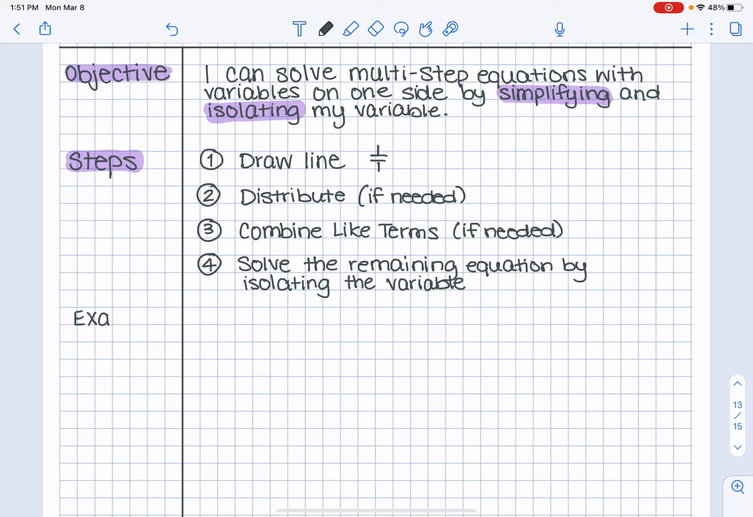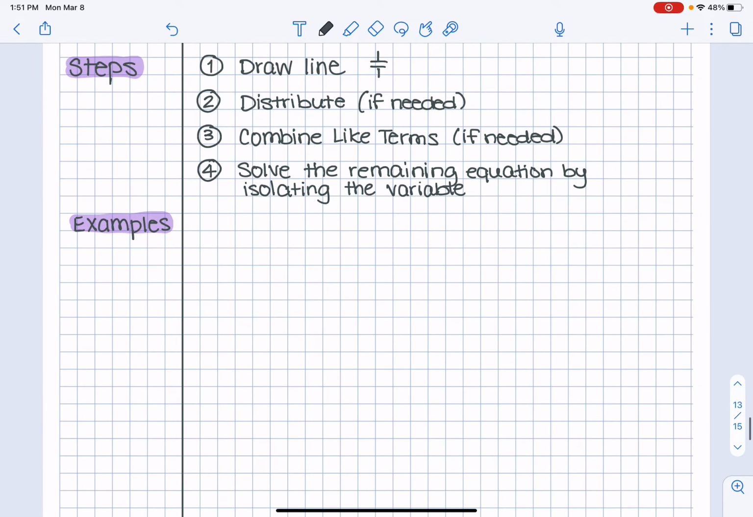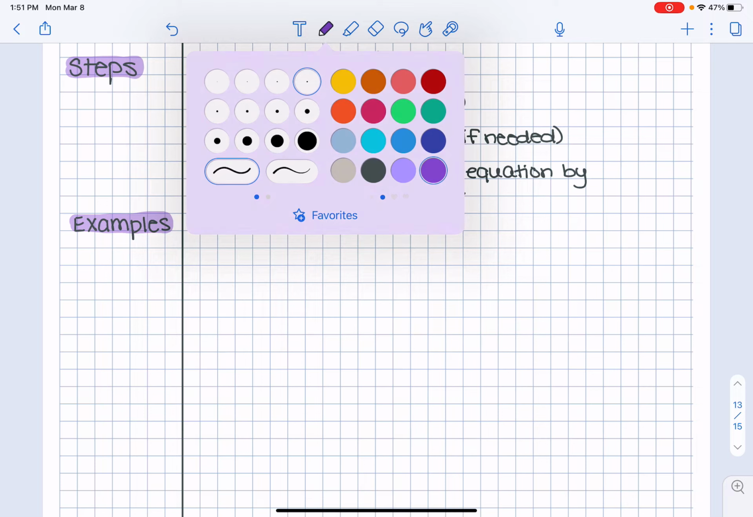I'm going to write examples. Okay? We'll do a couple together, and then you guys will do a couple on your own for your notes today. So examples, I'm going to keep my steps so you guys can see them. Example number 1. All right, let's write 2x minus 8x plus 1 equals 49. Okay, that is our first example.